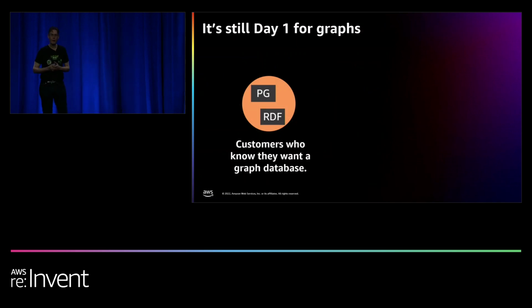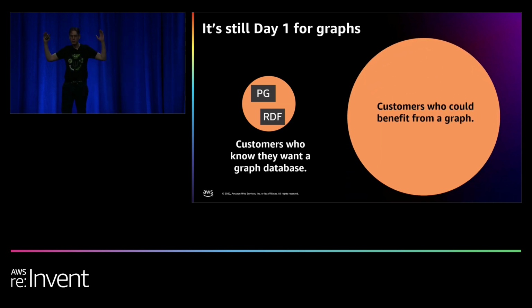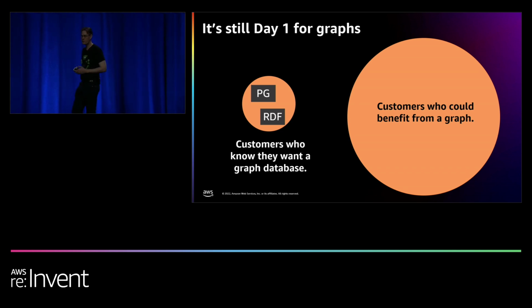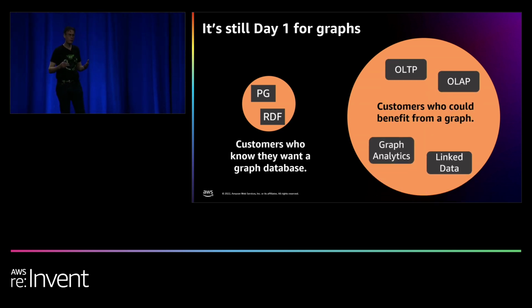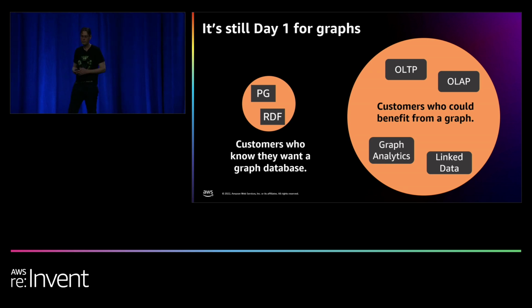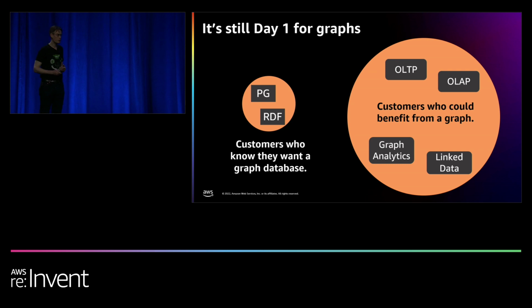But it's still day one for graphs. If you think about the domain of customers who understand graph databases as we know them today, compared to the domain of customers who could benefit by using the relationships in their data, we're still very early. And this means that we also need to expand into different kinds of graph use cases: transactional graphs, OLAP graphs, graph analytics, graph machine learning, linked data. There's 4 particular use cases that we see within Neptune that are gaining traction.